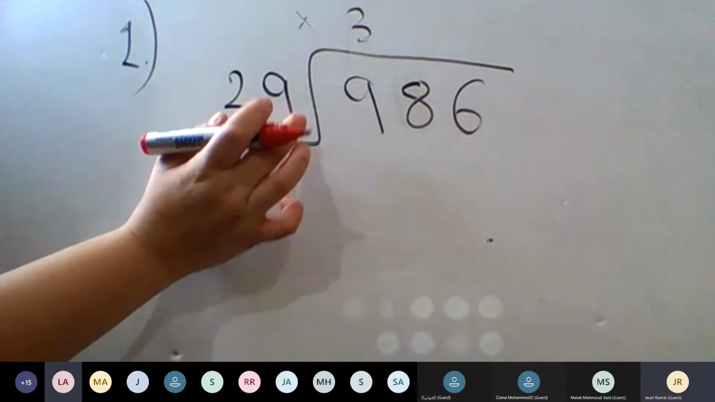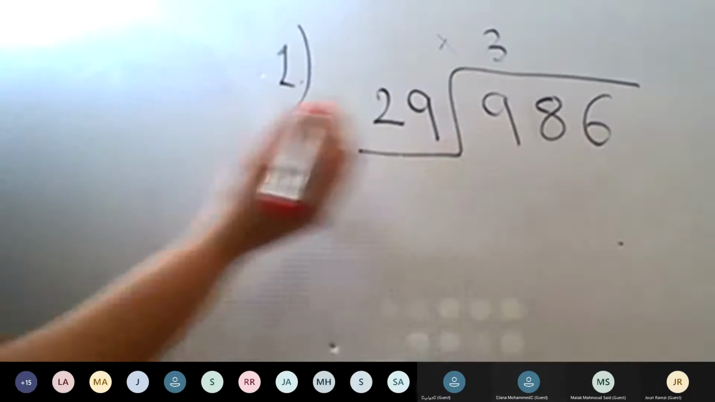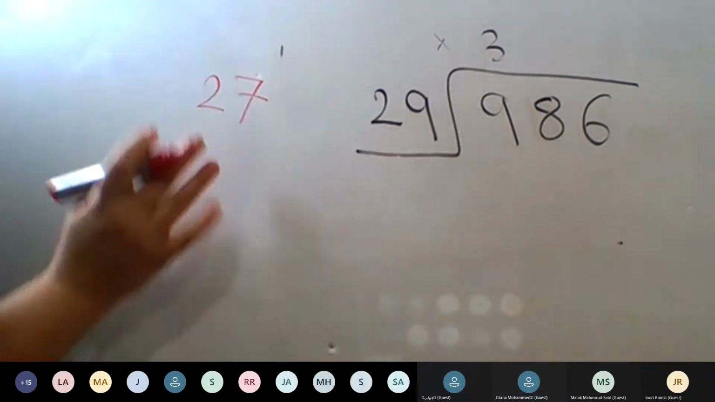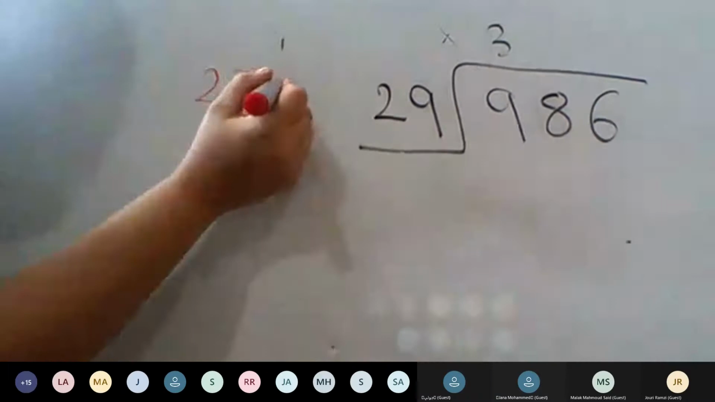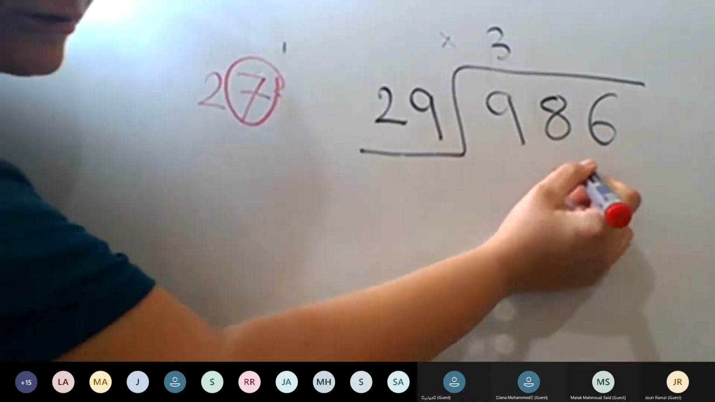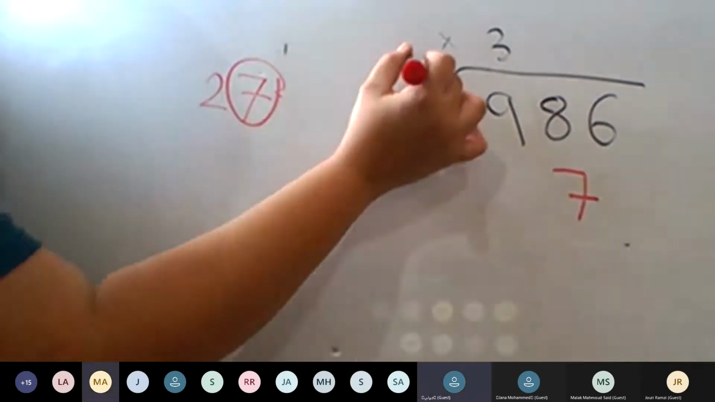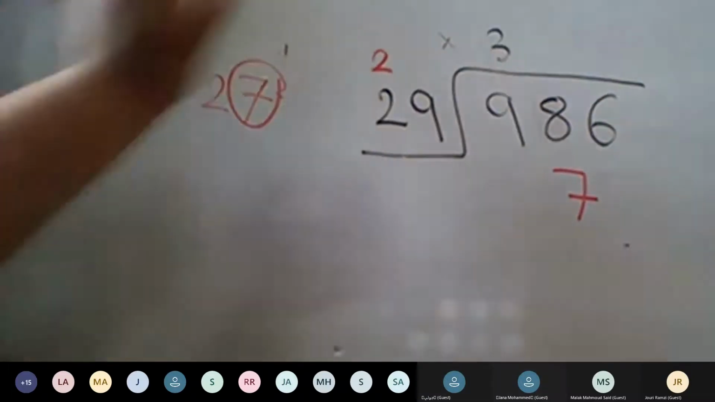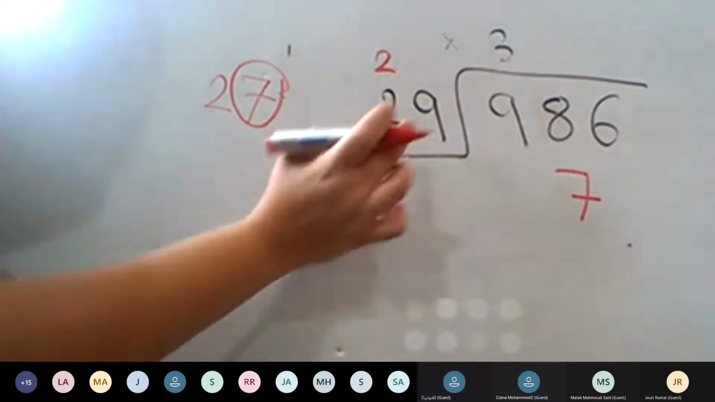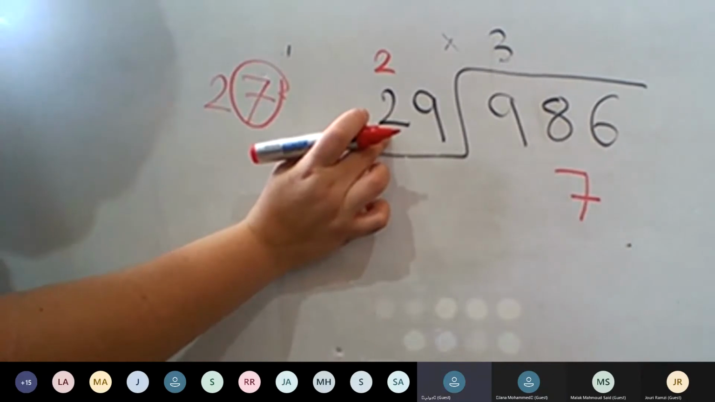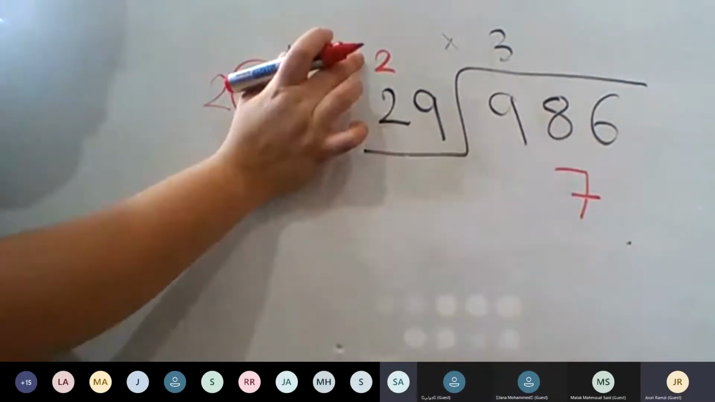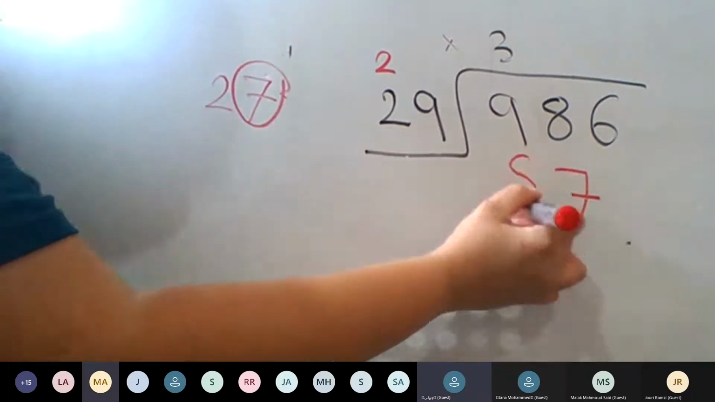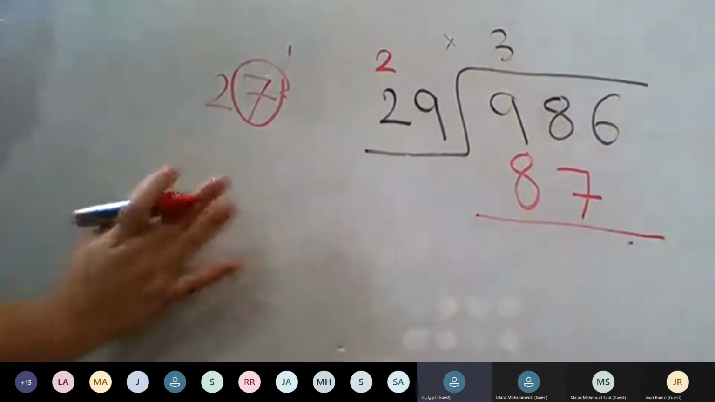The answer is 27. What do you have to do? First, you put the ones down and the tens up. Then I will multiply 3 times 2. It's 6. 6 plus 2 equals 8. Yes. Got it now?